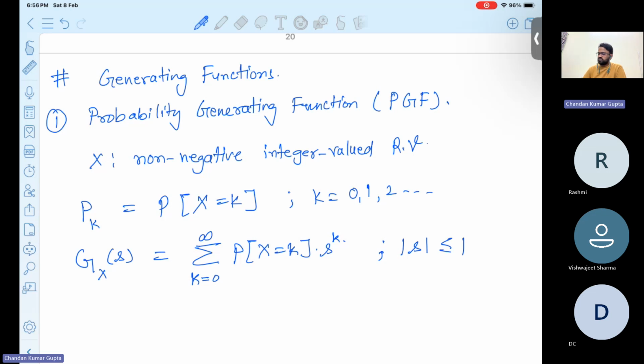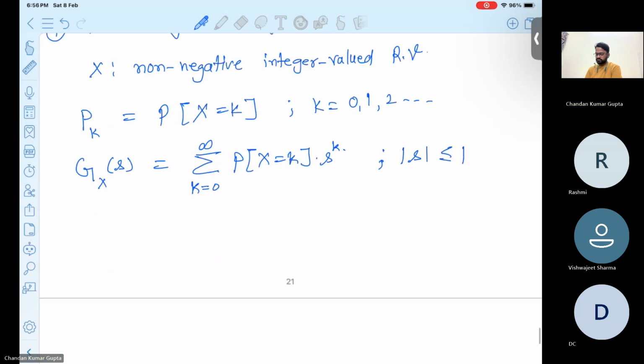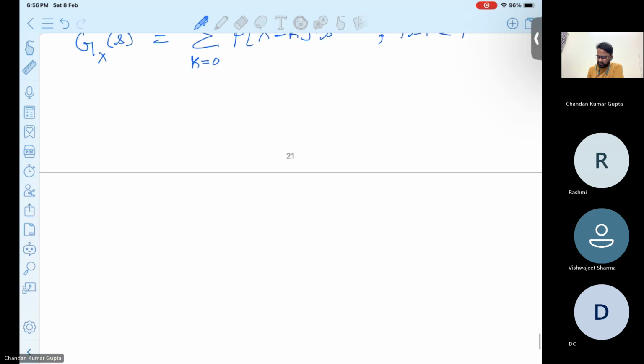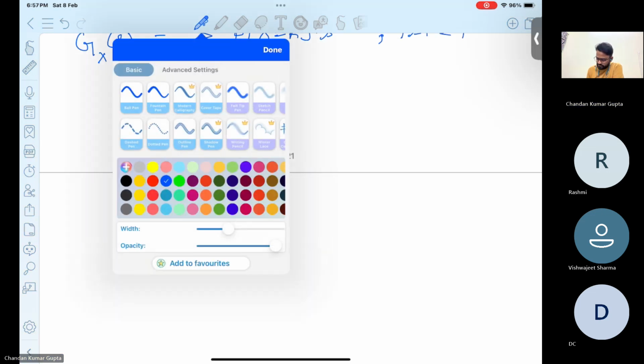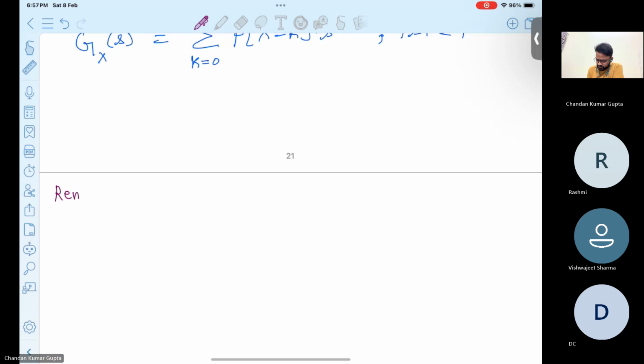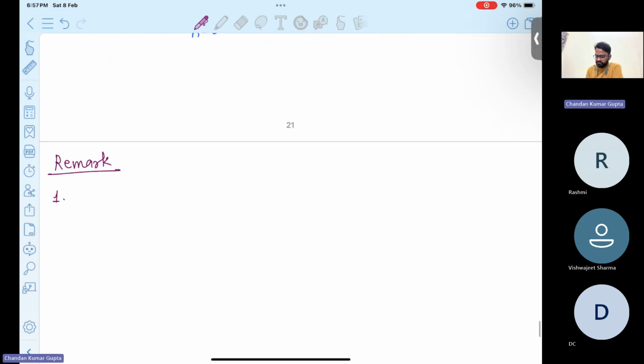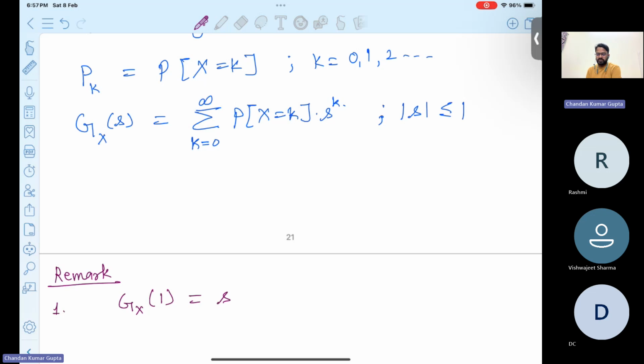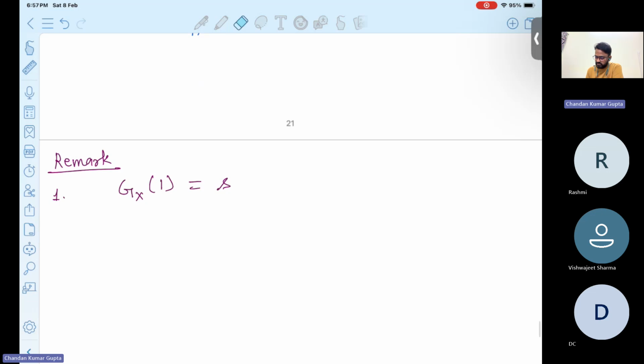Okay, so this is the definition of how we calculate the PGF. There are some remarks. The first one is the generating function value at s equal to 1. If you take s equal to 1 here, then it is nothing but the summation of probability values. And we know that since it is a probability mass function, it comes out to be 1. Sorry, I have written s here, but it comes out to be 1.